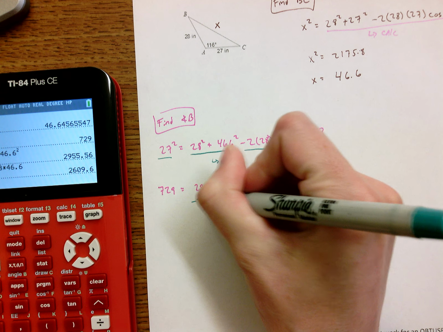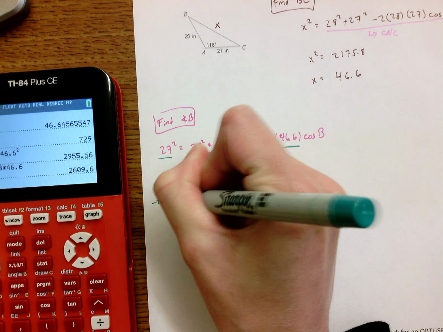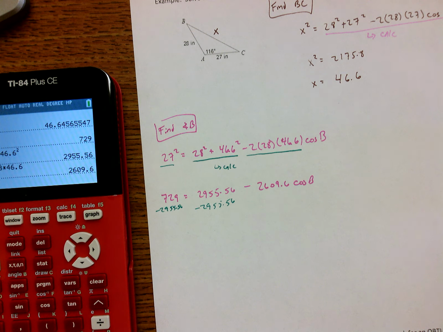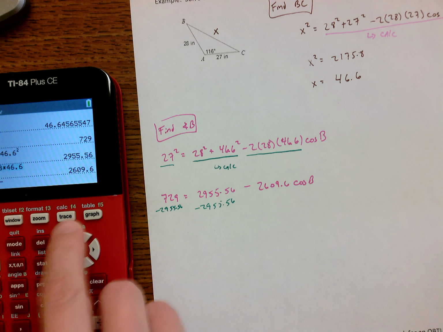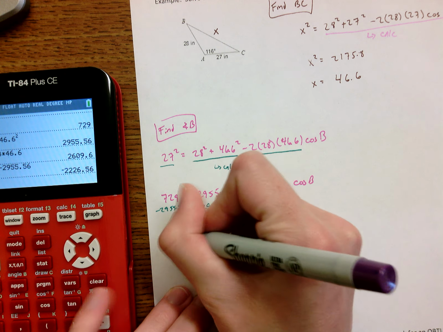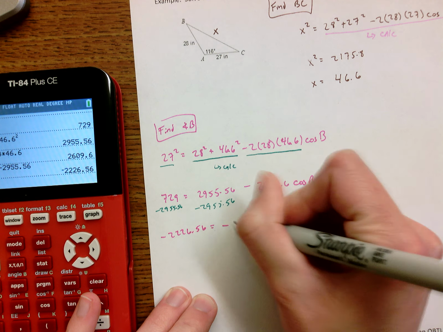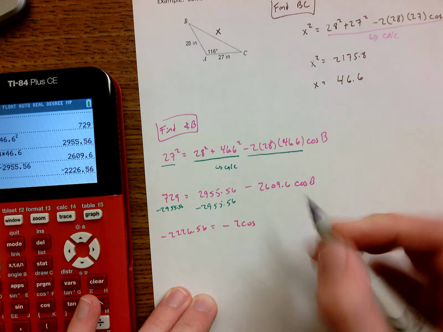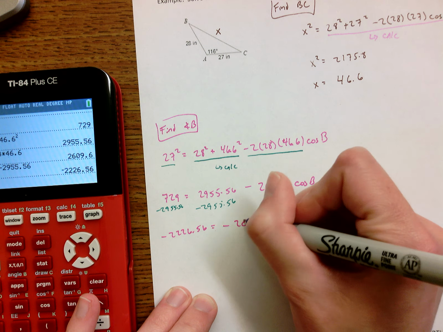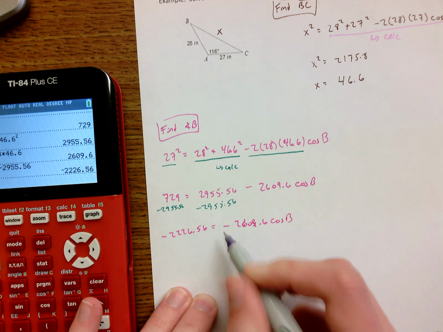So I'm subtracting this 2955.56 from both sides. Okay, so 729 minus that 2955 is negative 2226.56. Don't drop your negative sign. Oops, I missed part of my number. There we go. So we don't drop that negative sign.